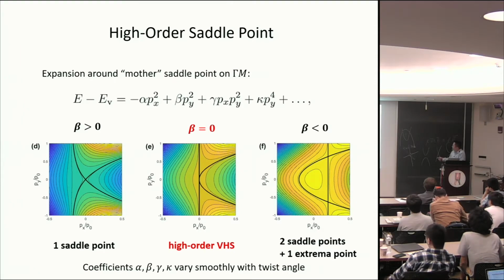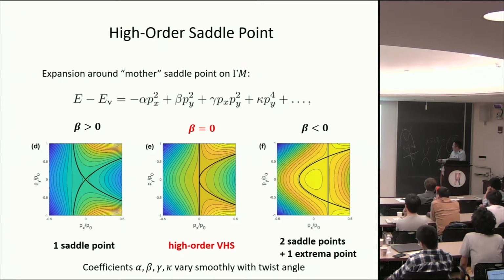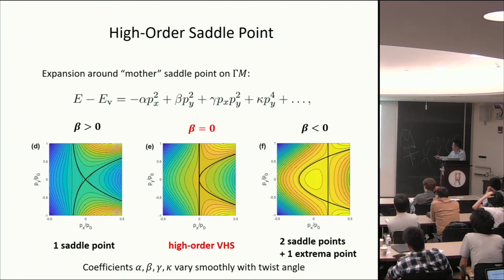So when beta, one of the quadratic coefficients, is positive, we get a saddle point. This is a canonical saddle point leading to a logarithmically diverging density of states. When the coefficient beta changes to negative, now we get an energy extremum at p equals 0. But because of the presence of these higher order terms, two new saddle points appear away from p equals 0. And the constant energy contour is shown like this.